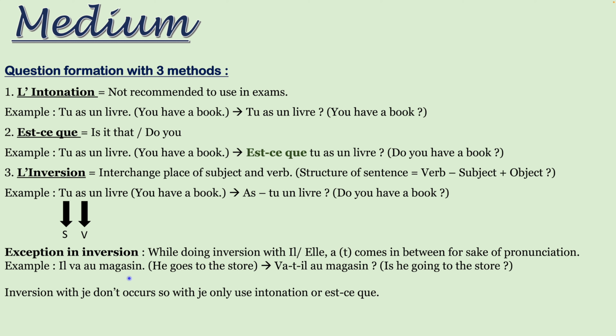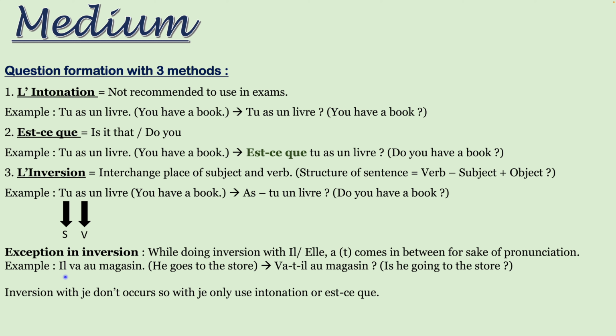Example, "Il va au magasin." He goes to the store. Your subject is "il", verb is "va", and the remaining part is the object. You don't touch the object, you simply paste it into the question. Then you interchange the places, you switch it up. "Il" comes in the place of "va", "va" comes in the place of "il". So it would have been "Va il au magasin?"